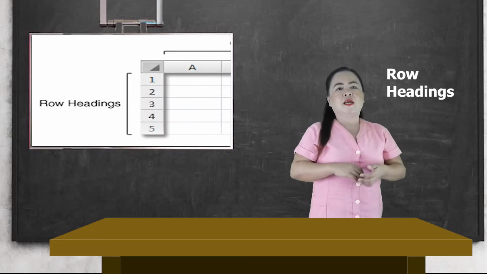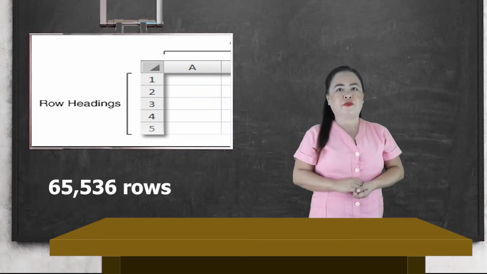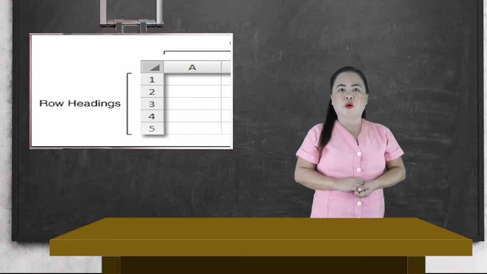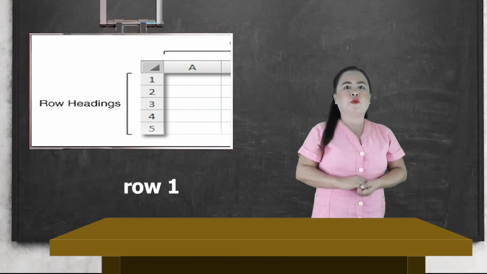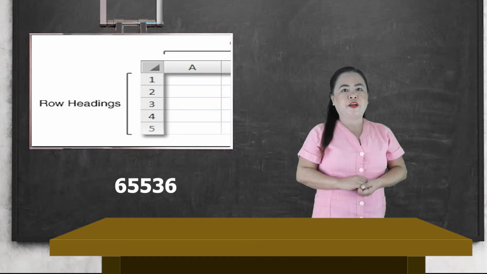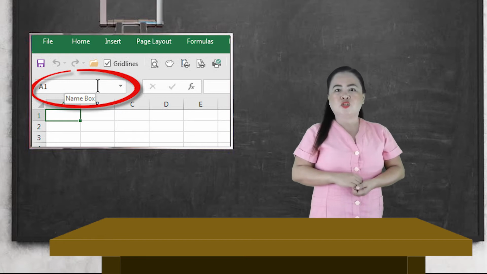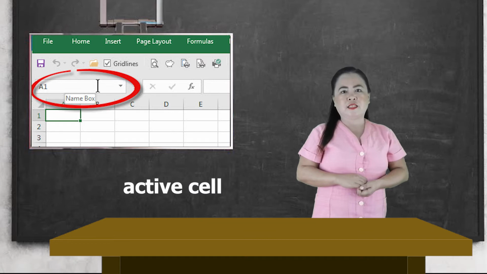Row headings. Each spreadsheet contains 65,536 rows. Each row is named by a number. Rows are referenced by numbers that appear on the left and then run down the Excel screen. The first row is named row 1 and the last row is named 65,536. Name box. This shows the address of the current selection or active cell.